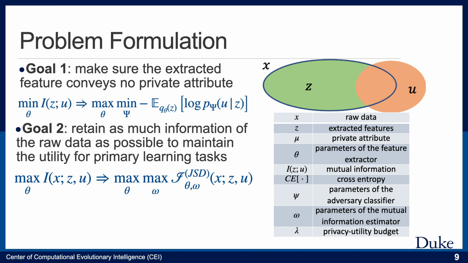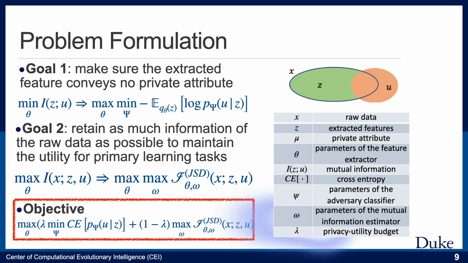With regard to goal 2, we expect the intersection between raw data X and the joint information of Z and U can be as large as possible. As a result, we can formulate goal 2 as maximizing the mutual information between X and the joint information of Z and U. We would like to refer the audience to our paper for more mathematical details.